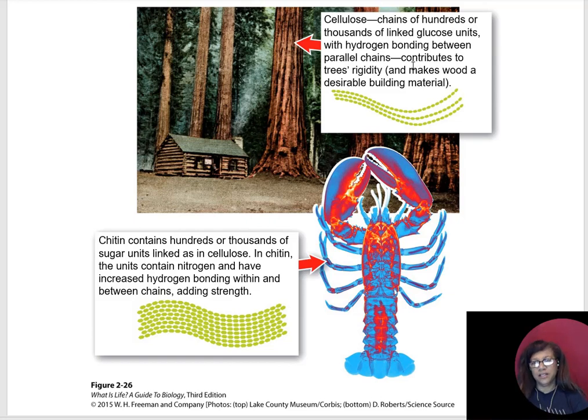When we look at cellulose, this is what gives trees their strength. Cellulose is actually chains of hundreds or even thousands of linked glucose units with hydrogen bonding between these parallel chains. And this contributes to trees' rigidity and makes wood this very desirable building material. So it's this linked bunch of glucose units. Okay.